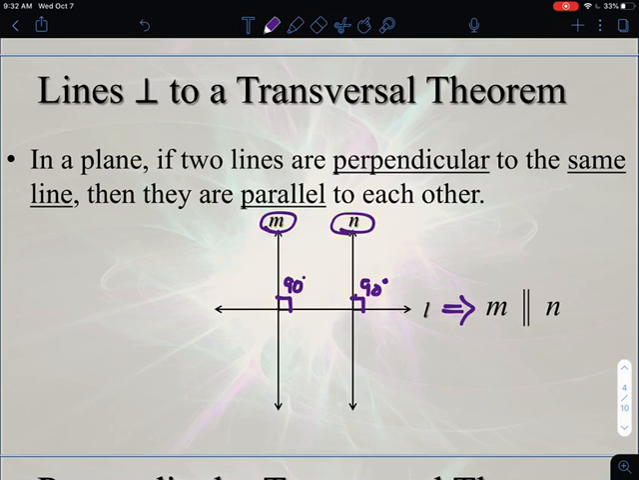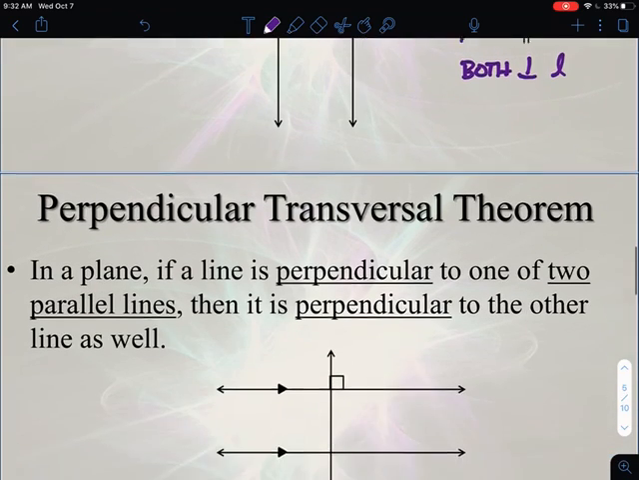Now, if you were working on a problem like this, and they ask which lines are parallel in the picture, well, M is parallel to N. How do we know that? All you have to do here is just say they're both perpendicular to L. You don't have to have a long drawn-out explanation. You don't have to have the name of the theorem itself. It's just, I know M and N are parallel because they're both perpendicular to a different line. So they're both perpendicular to line L. Okay.